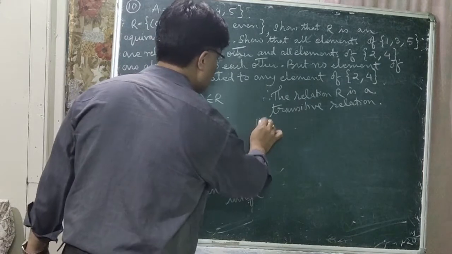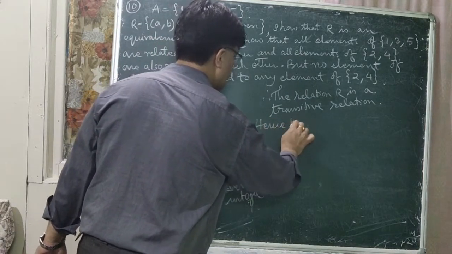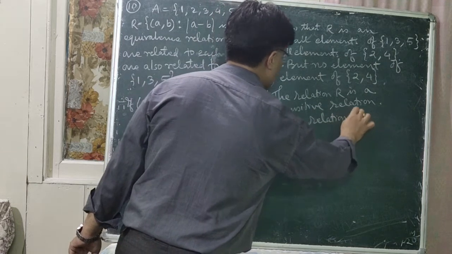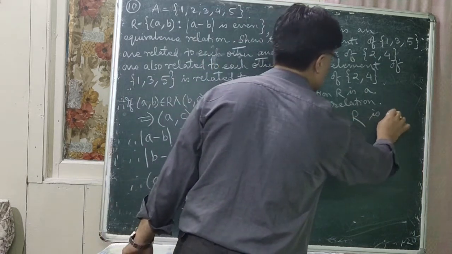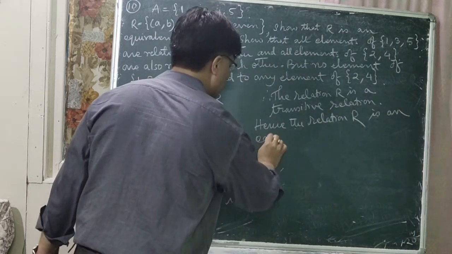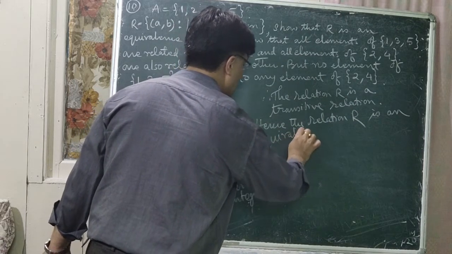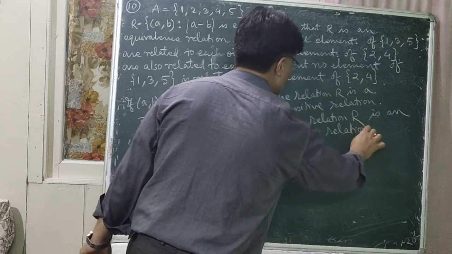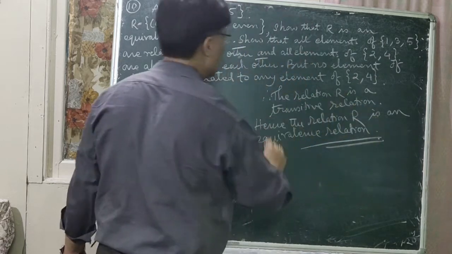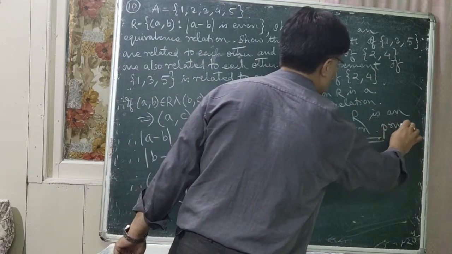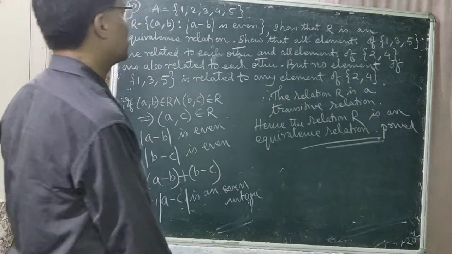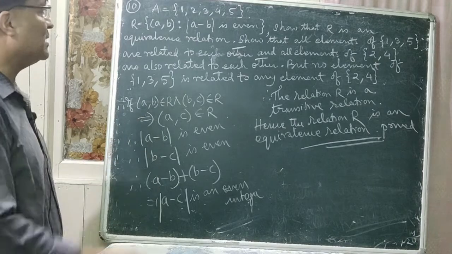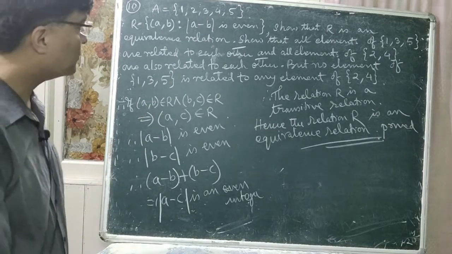So hence the relation R is an equivalence relation. Hence the relation R is an equivalence relation, so it is proved. So I think you have understood it. We have shown that R is an equivalence relation.